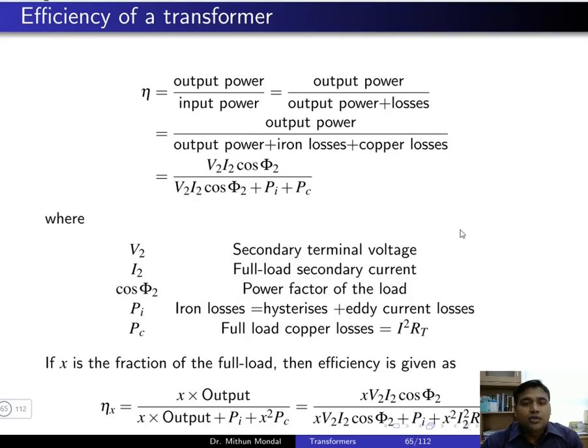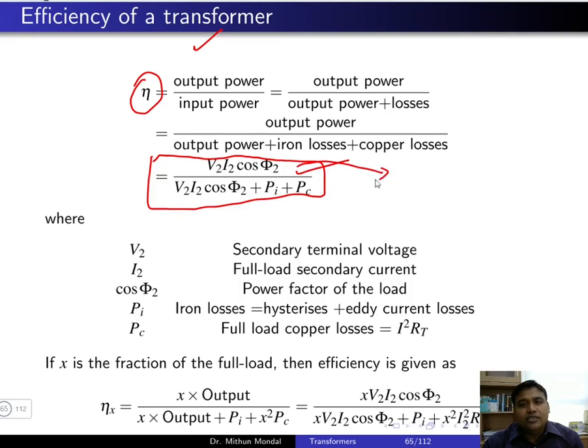So last class we started our discussion on efficiency of a transformer, and we have discussed that the efficiency equation is the output divided by the output plus losses. So the equation in the numerator, V2 I2 cos theta 2, is under the condition of full load, where the iron loss and copper loss are also the full load losses.